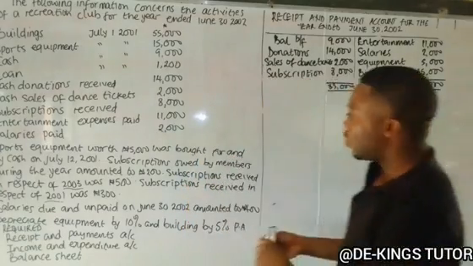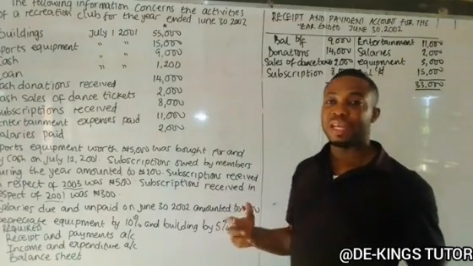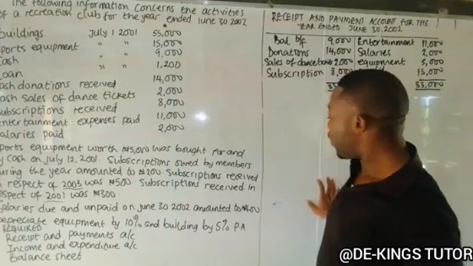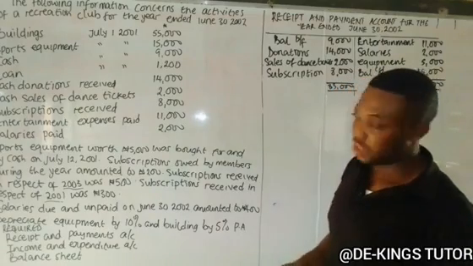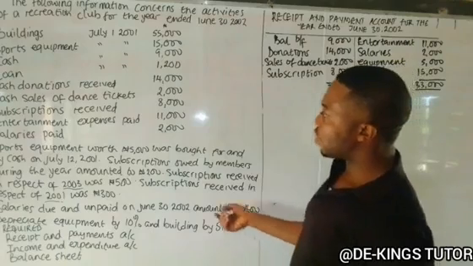Okay, but the income and expenditure account makes room for adjustments and accruals. So we have it here, so let's just adjust them before we post to the income and expenditure account. Okay, so now let's adjust. The first adjustment we want to look at is the subscription.